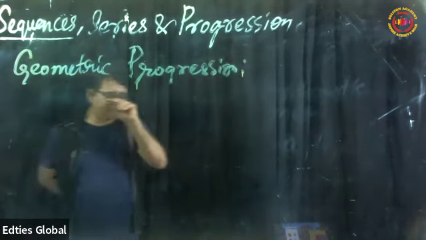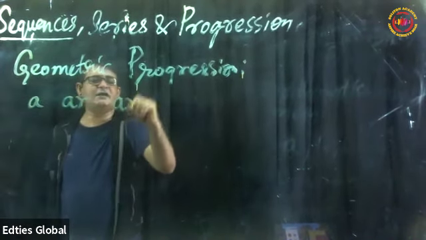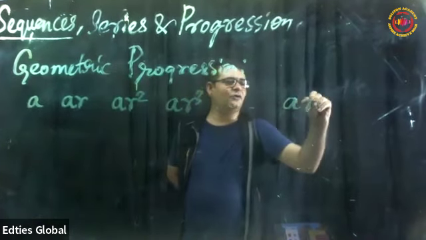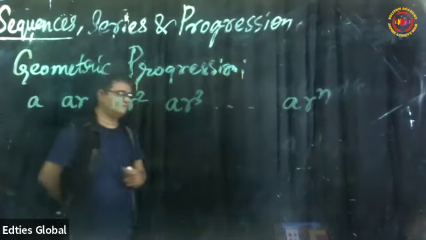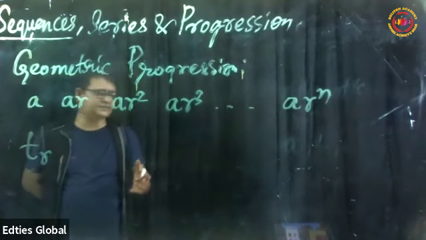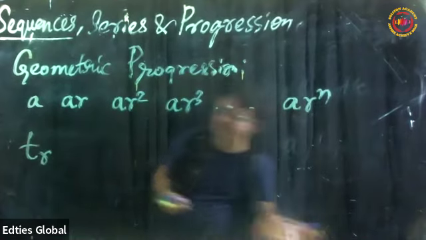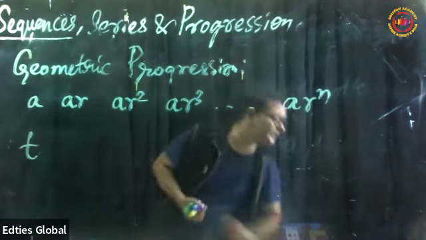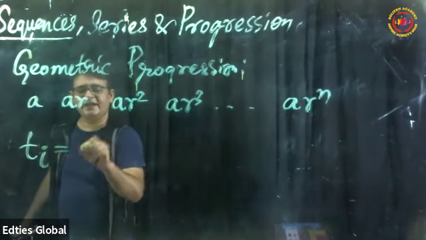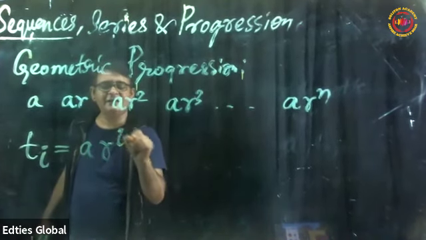Okay, so geometric progression is like the first term is A, the second term is AR, the third term is AR square, AR cube, and AR to the power N. So the ith term, because R is there, we don't want to mix the variable, in this series will be A, R to the power I minus 1.